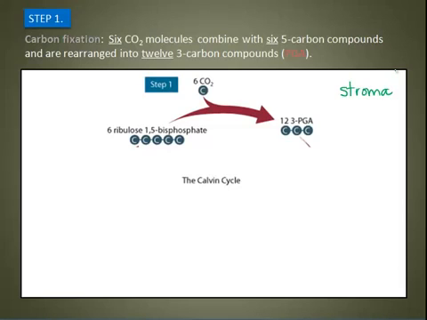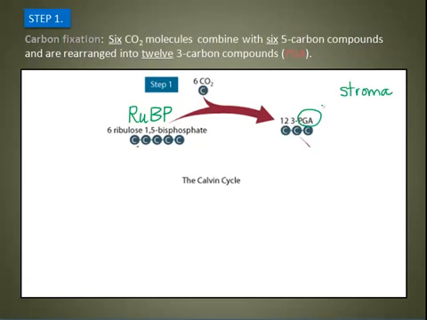So here in step 1, carbon dioxide is fixed by an enzyme called rubisco. Rubisco adds carbon dioxide to ribulose bisphosphate, which we can call RuBP for short, to form 2 molecules of phosphoglycerate, or PGA.